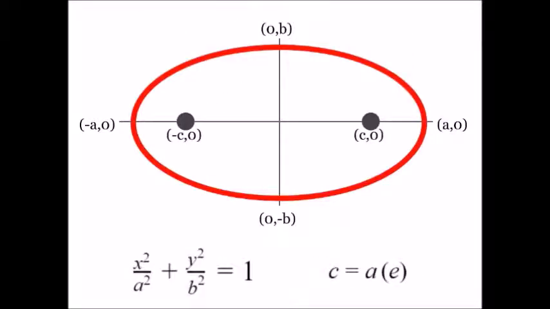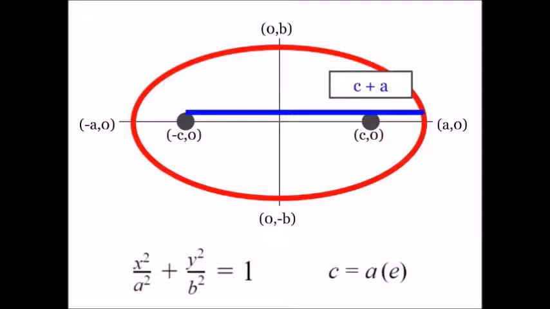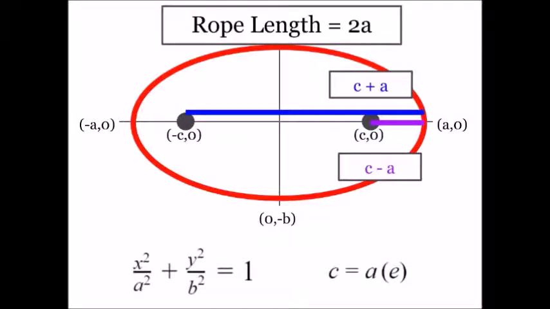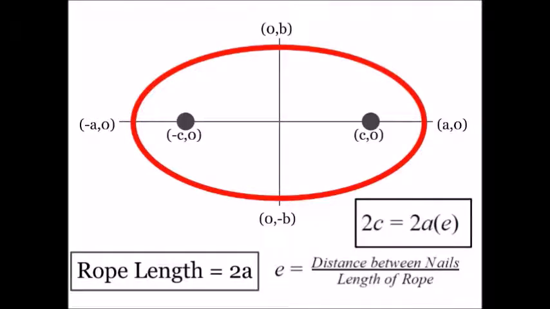Now, let's take another look at the rope thing. We're not proving it yet, but pull the pencil to there. Distance to one focus, distance to the other focus, the length of the rope. Watch this. 2A is the rope. 2C, that's the distance between the nails, and this is a new definition for eccentricity. Awesome, but unproved for now.